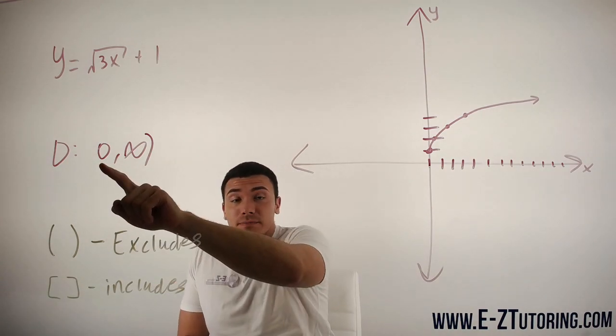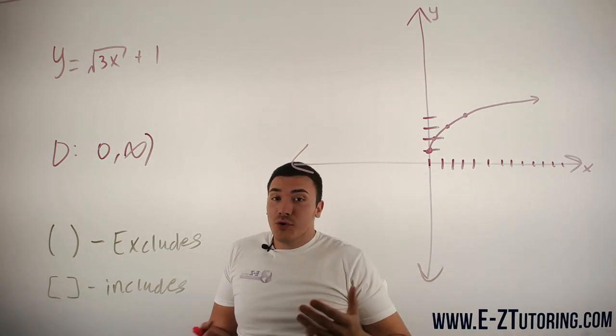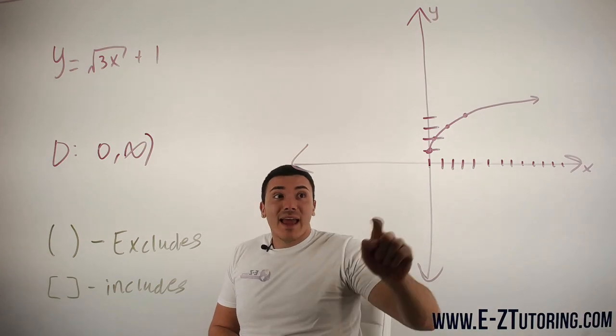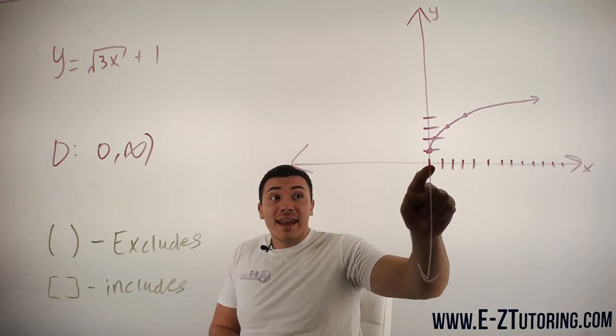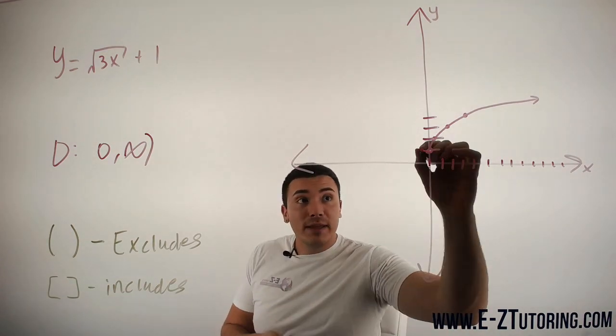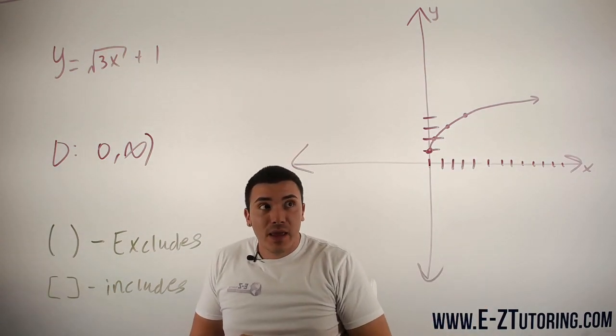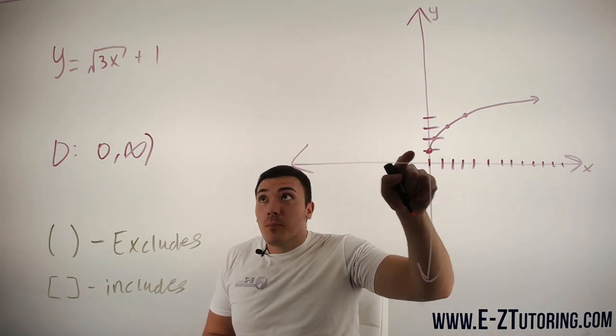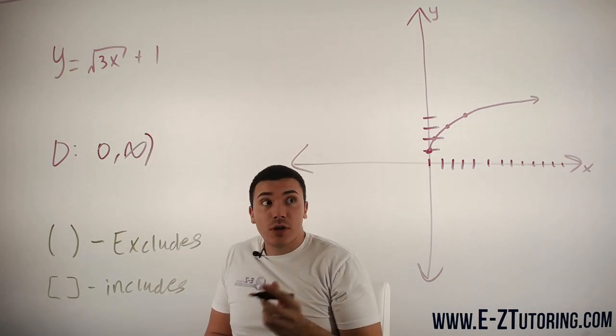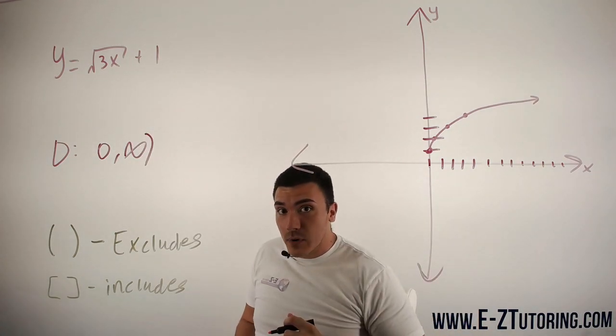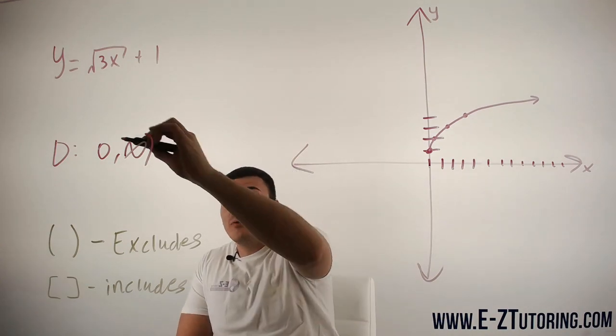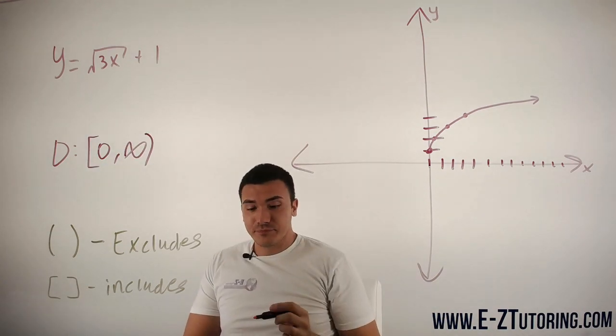Now let's look at 0. Do we include or exclude 0? Well, at x equals 0, there is an actual point on this graph. So that means that we can actually plug in 0 into this function and it returns us a number. So therefore, 0 is included.